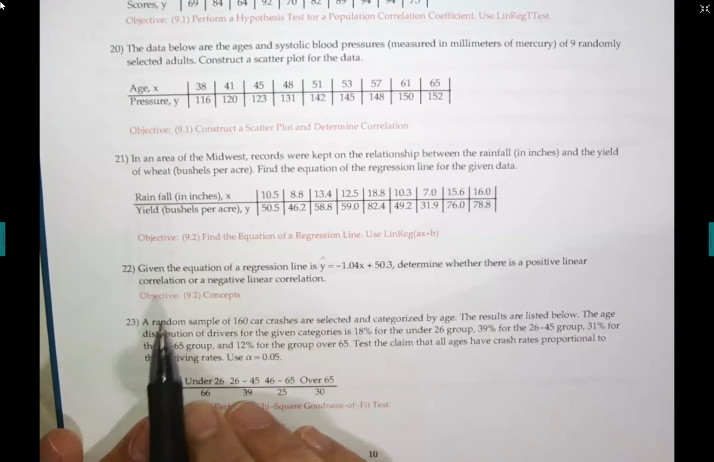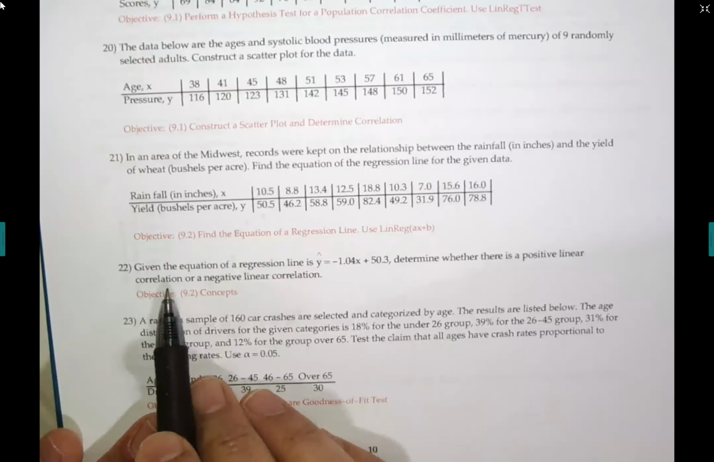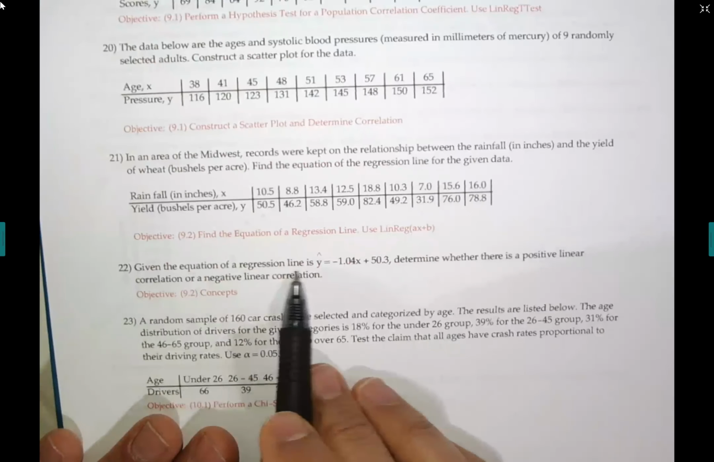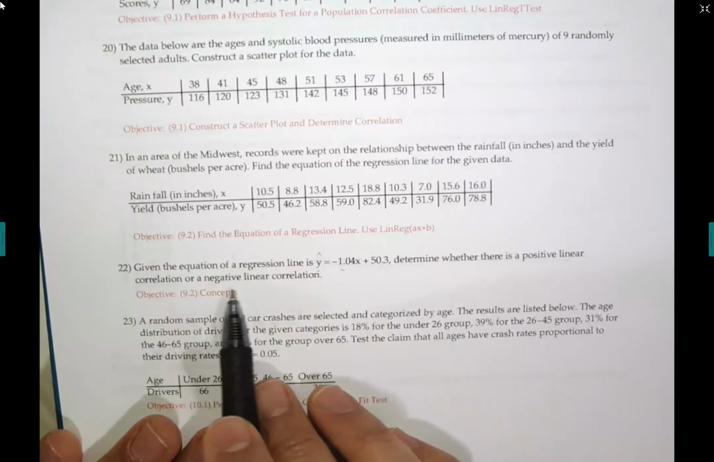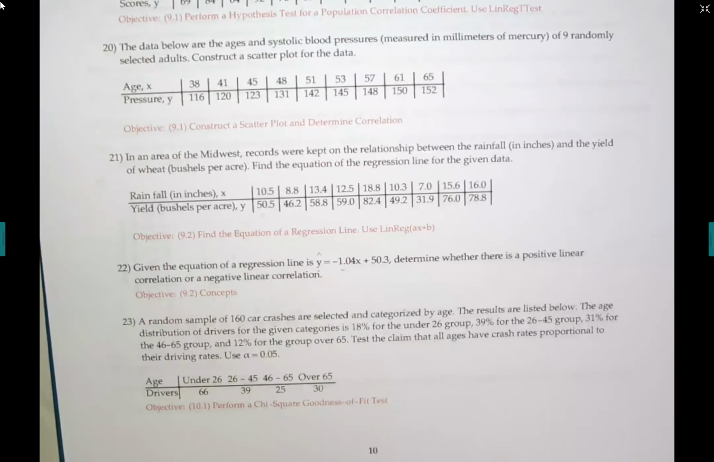Number 22, guys, this takes 2 seconds to do. Given the equation of a regression line, y equals negative 1.04x plus 50.3, determine whether there is positive linear correlation or negative linear correlation. What would you think, guys, here? Is it positive or negative? That should be easy.